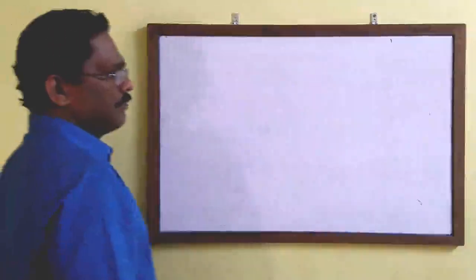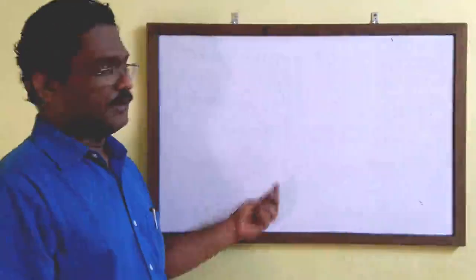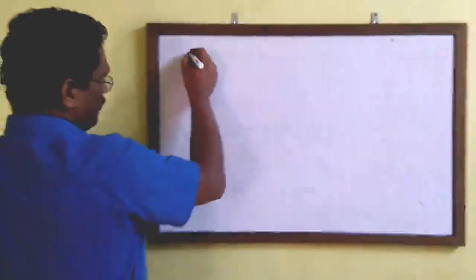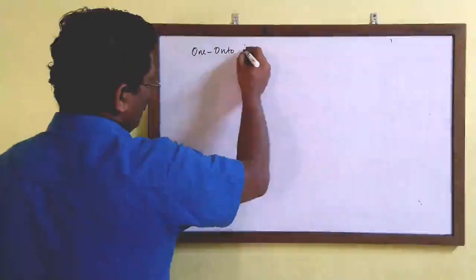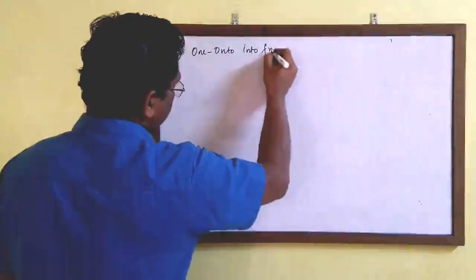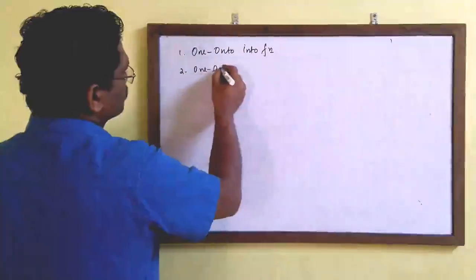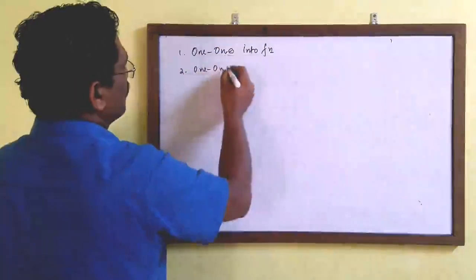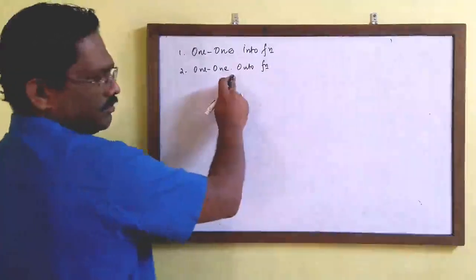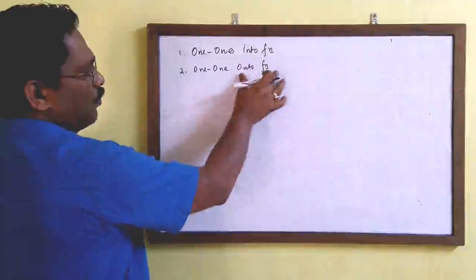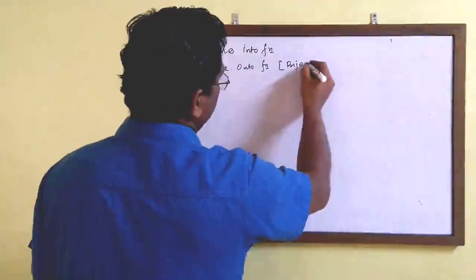Now based on mapping, we had two types, one-one and many-one. Based on range and codomain, we had two types. So if we combine them, functions can be classified into 4 categories. One-one into function. The second type is one-one onto function. Now one-one means injective, onto means surjective. So this is also called a bijective function.